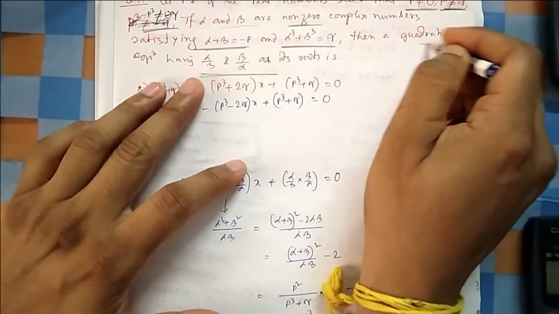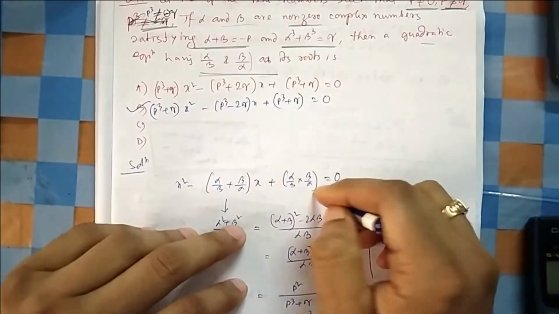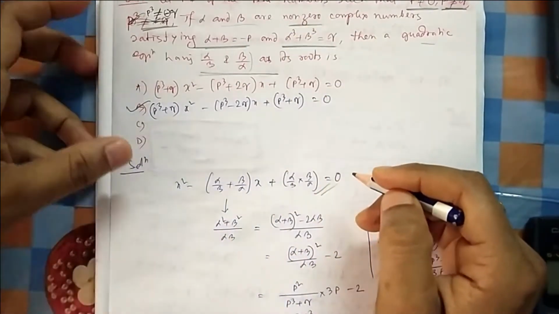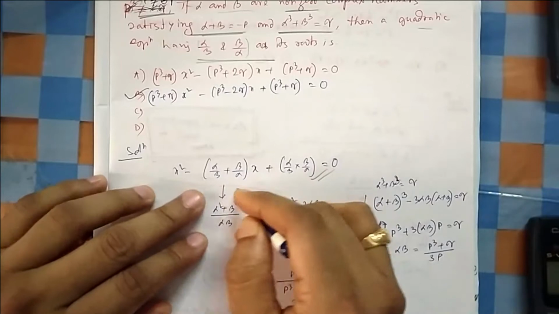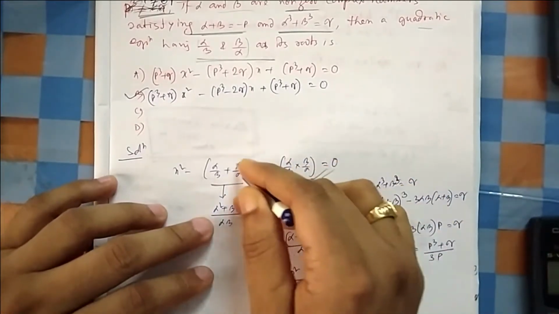Now, because it is a quadratic equation and you need the two roots, if roots are given you can easily form the quadratic equation. This is the way to form a quadratic equation if roots are given: x square minus sum of roots into x plus product of roots. So this becomes easy for you. So you need this.